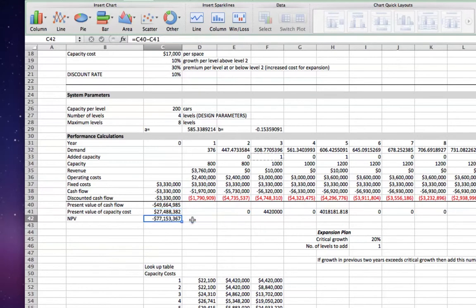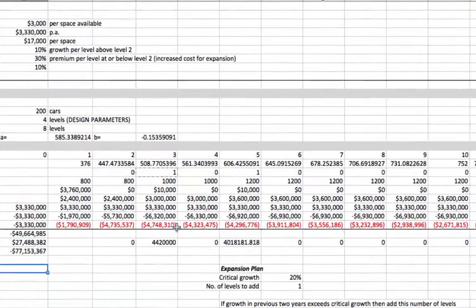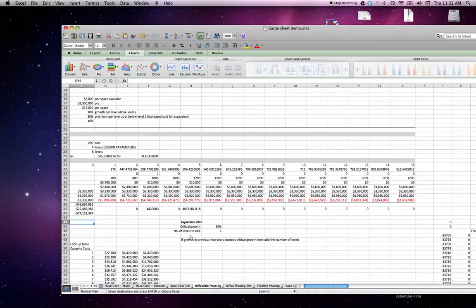And then the net present value is just like before: the present value of the cash flow and the present value of the capacity cost. Right? And that's it. Okay, and here's the expansion plan. I think I already explained that.